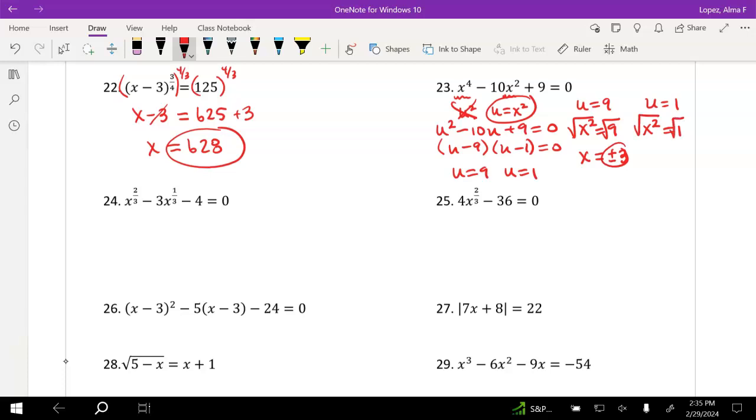I'm going to take the square root of both sides, same thing as before. Square root and square cancel each other out. We get x. The answer on the other side will be a plus or minus because we did physically take the square root of both sides, and the square root of 1 is 1.